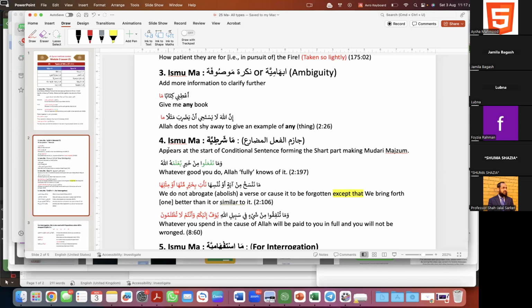And to clear the ambiguity, a book, to any book. The main thing, again, as I said, you just have to remember that there is a type called Ismuma type, which is Nakira Mausuf, and it is that Nakira form, clarifying, describing, to mean any. Is that okay, brothers and sisters?